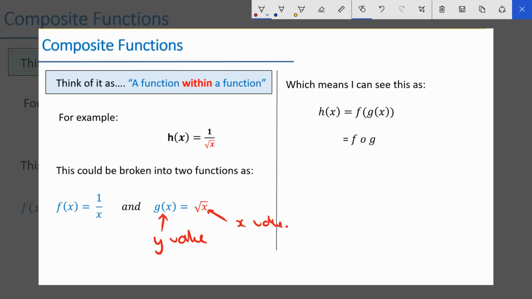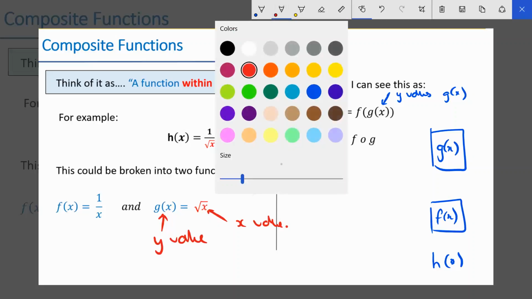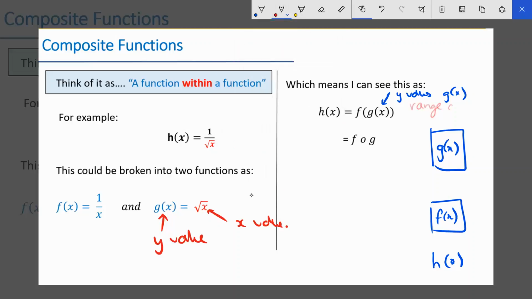The way I tried to describe it yesterday was I said you have two machines. You've got g of x and you've got f of x, which gives you the final result of h of x. So when you say h of x is equivalent to f of x, sub g of x in, what you're really doing there is you're substituting the y values for g of x. And the y values, we call that the range. I'm going to write it underneath in red so remember. This is the range of g.